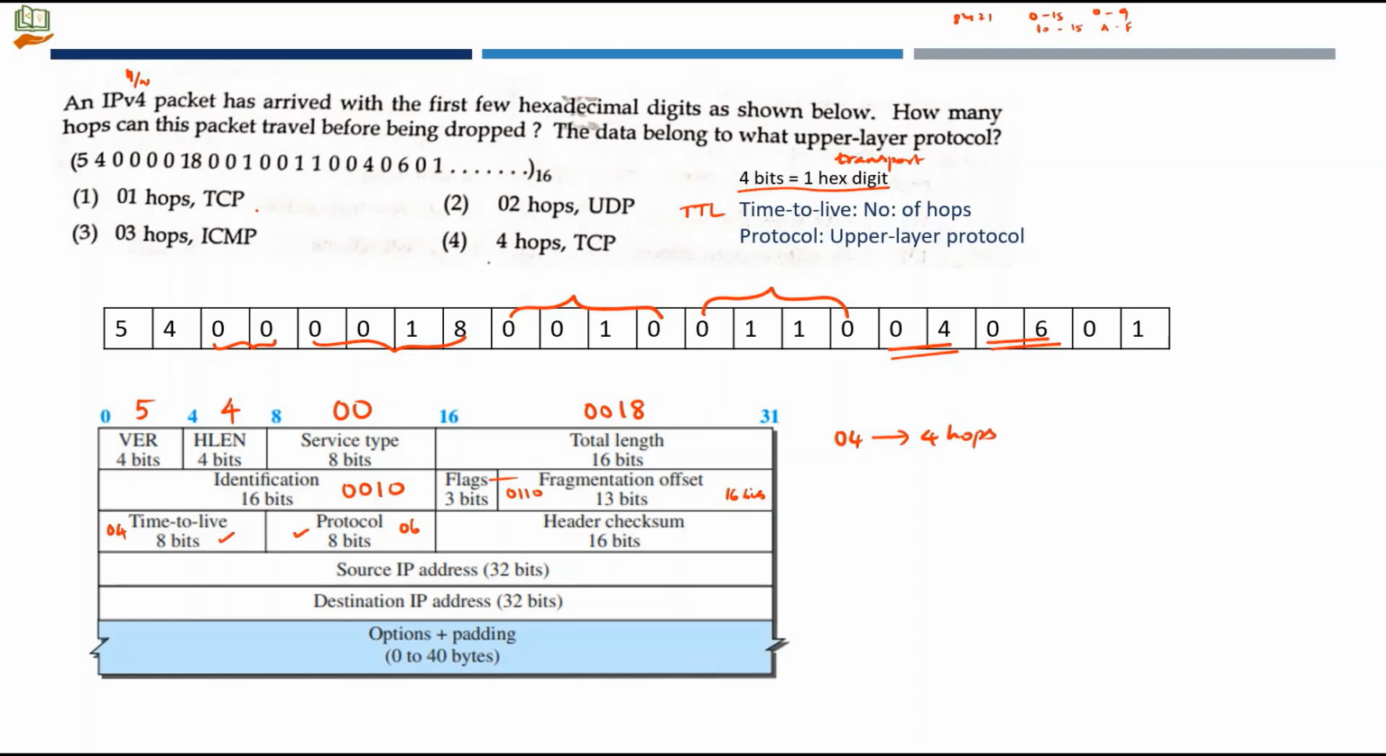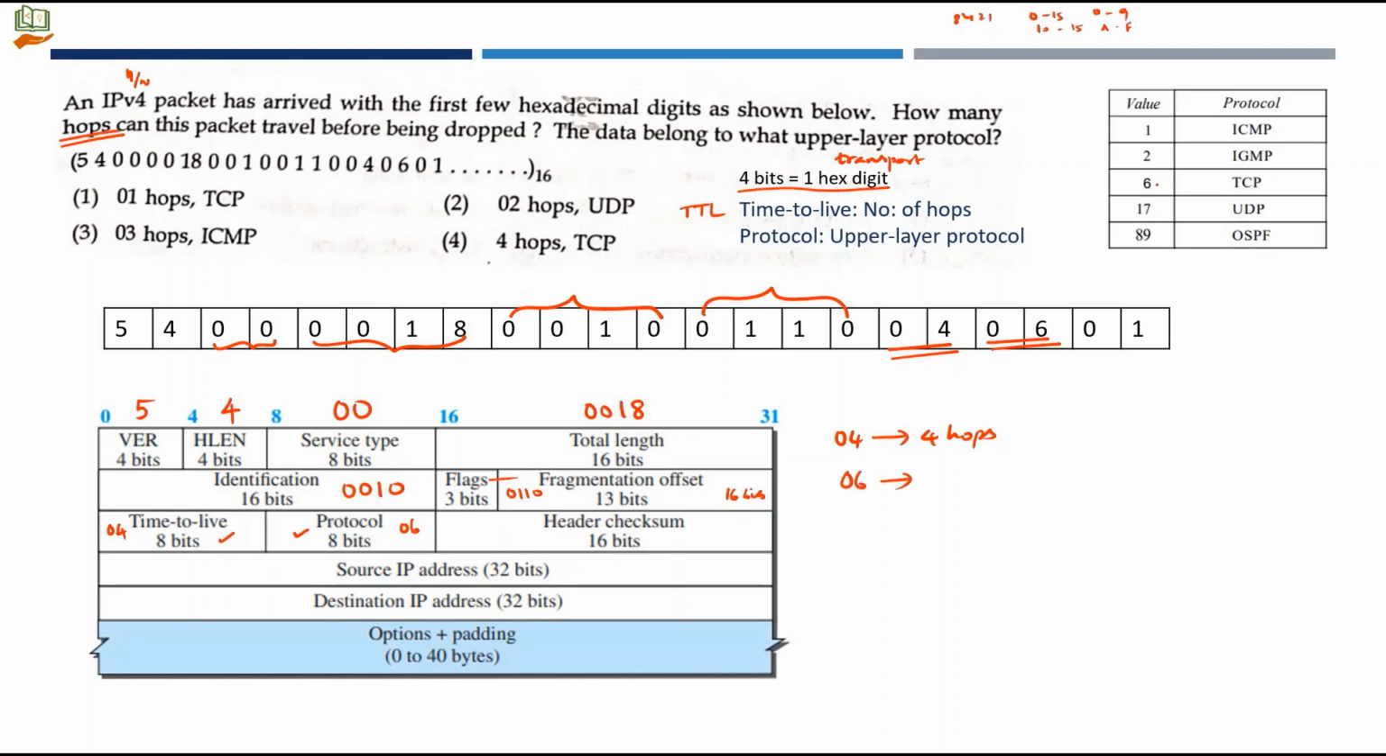Which protocol does 06 mean? 06 is nothing but 6. 6 is referring to TCP. We can mark 06 as TCP. 4 hops and the next value will be TCP. It is matching in option number 4. Option 4 will be the right answer.